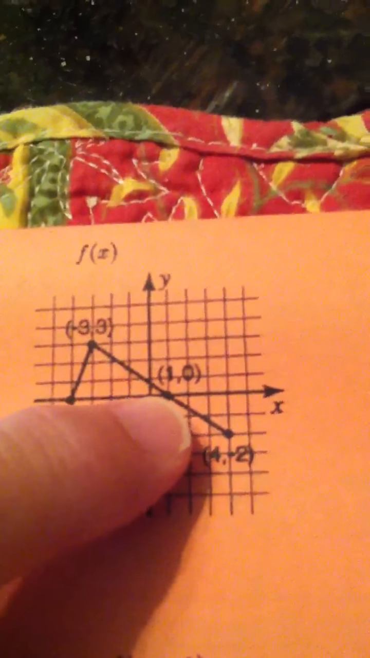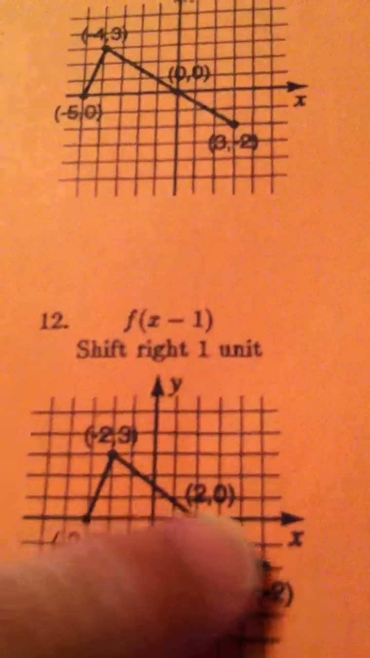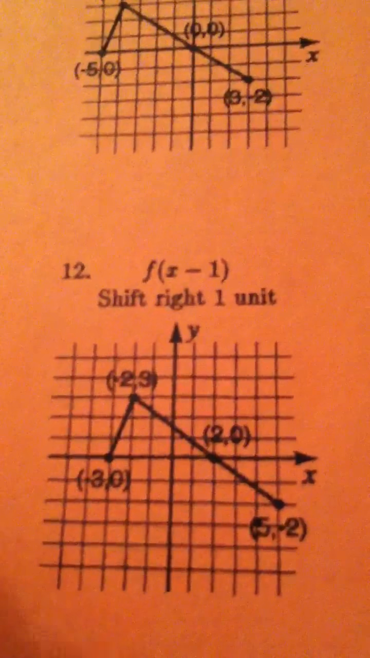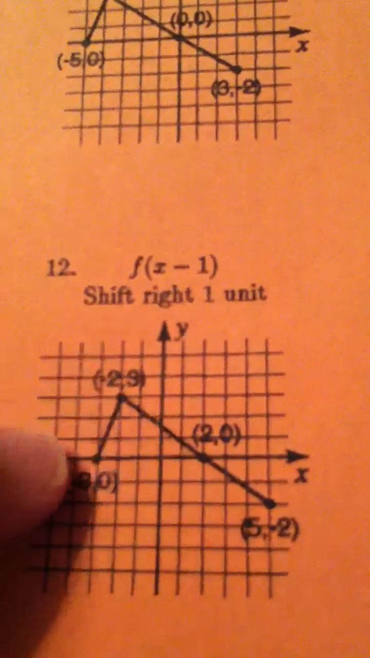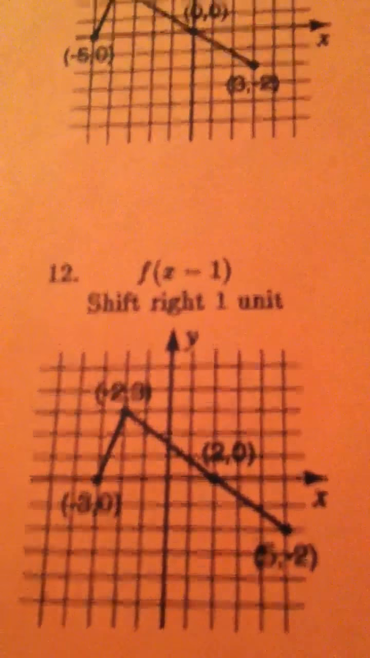And just to show you, on the original graph you had the point 1, 0. Well, on the answer to problem 12 it would be 2, 0. Because if you're moving it 1 to the right, every x value would increase by 1. And that's basically the way this whole game works, okay?